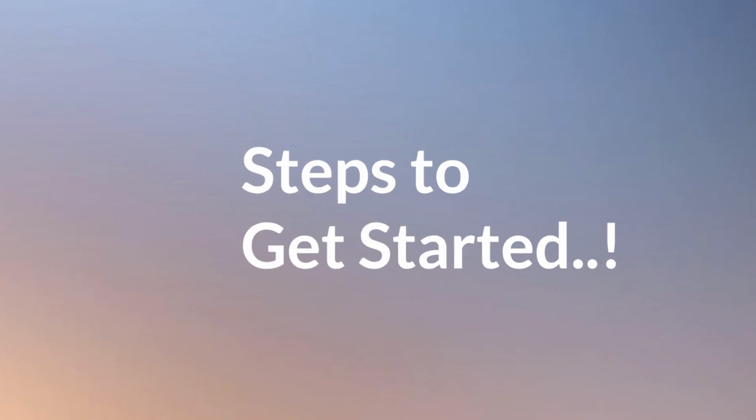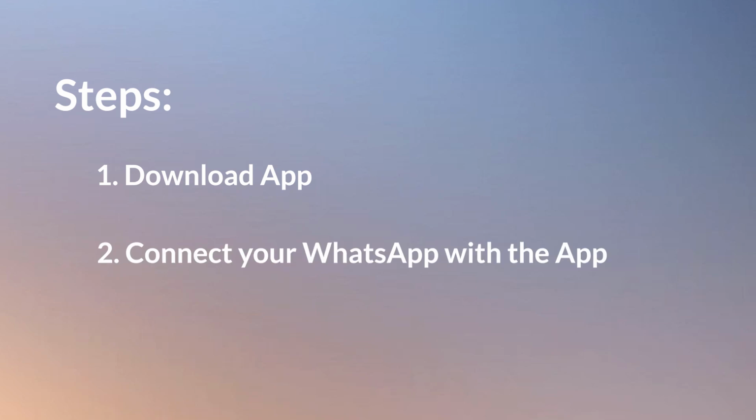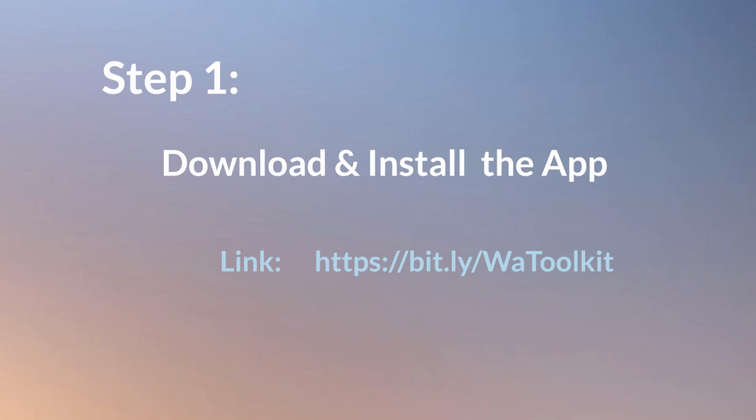And here are the steps to get started with this app. Step 1 is to download the app. Step 2 is connect or link your WhatsApp with this app. And step 3 is to configure the features needed. And here we go. You can find the link here as well as in the description. Click the link and install the app.